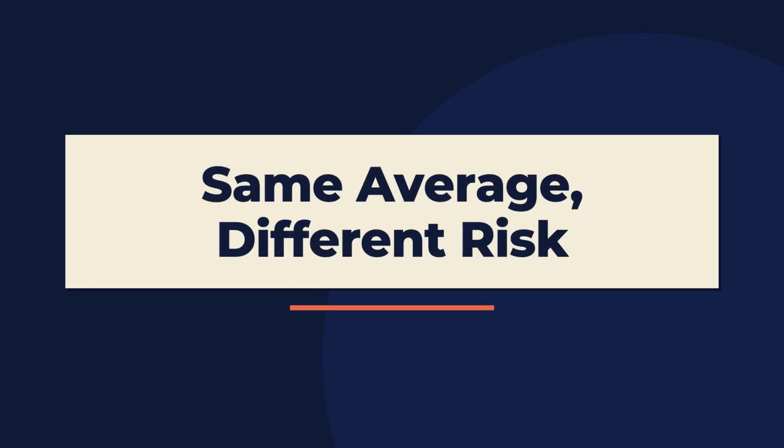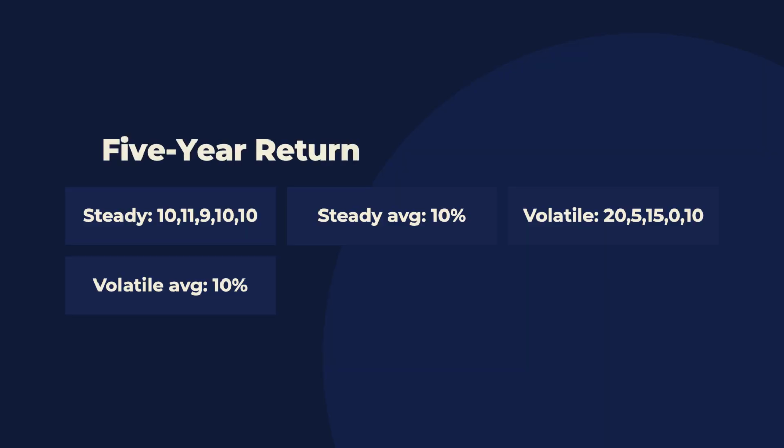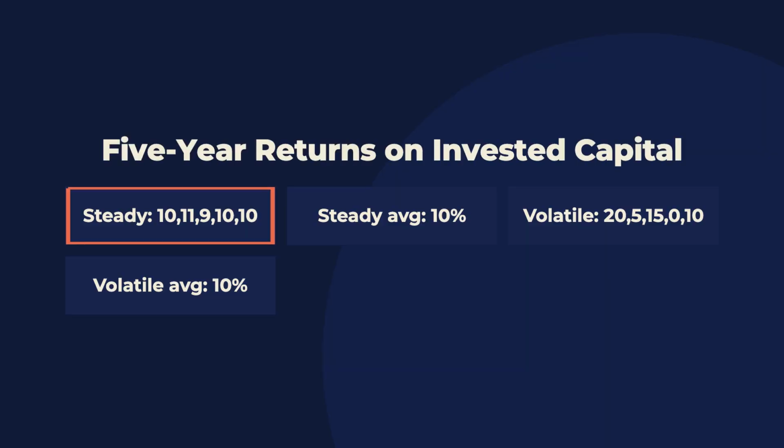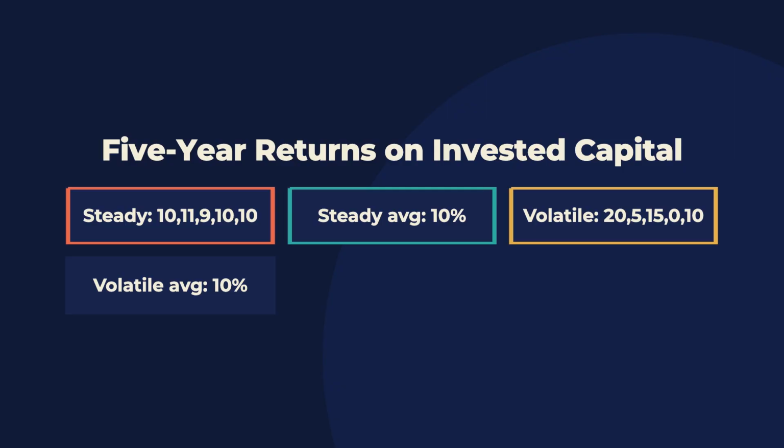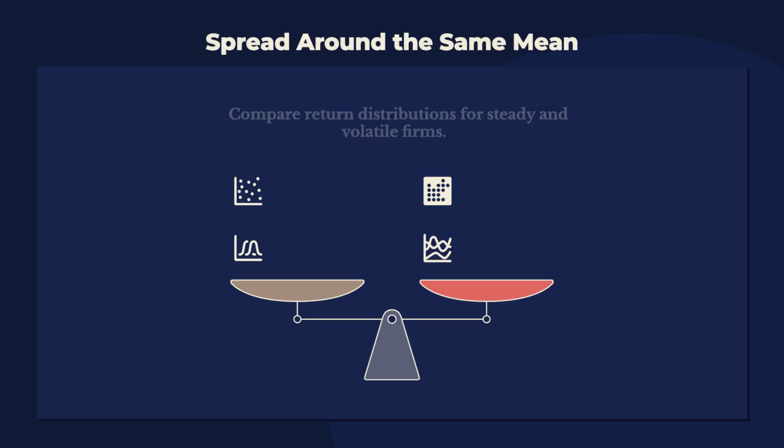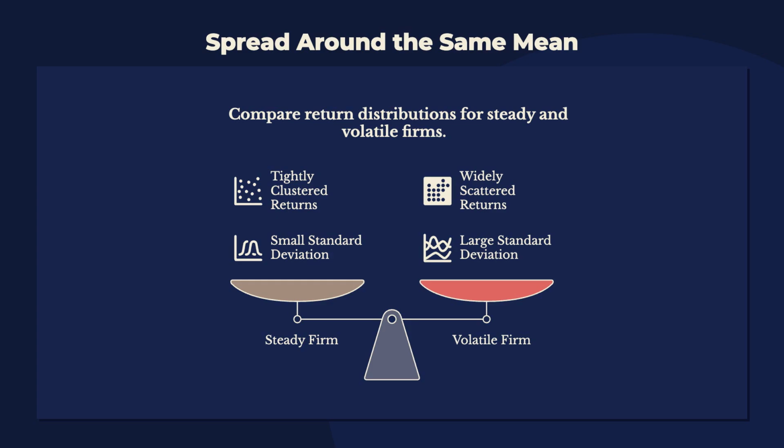Two firms can post the exact same average return over 5 years and still carry wildly different levels of business risk. The trick is that risk isn't about the average at all. It's about how much the numbers bounce around it. Picture a steady firm making a staple product with returns of 10, 11, 9, 10, and 10%. Now picture a volatile firm tied to construction and mining cycles with returns of 25, 15, 0 and 10%. Both average exactly 10%.